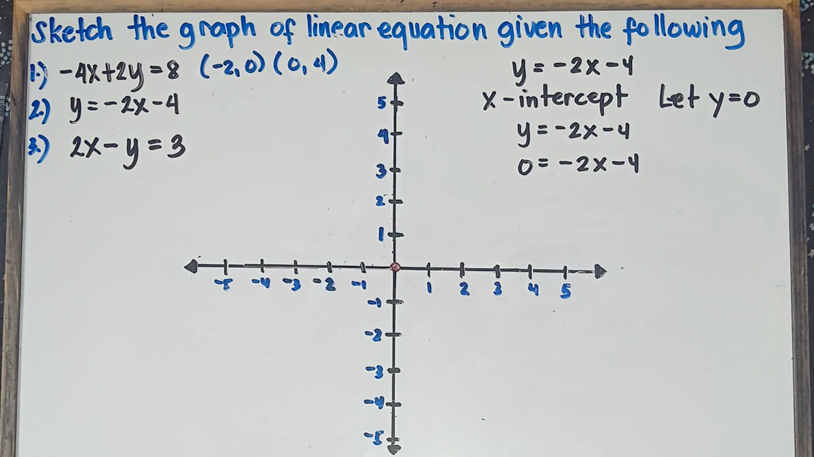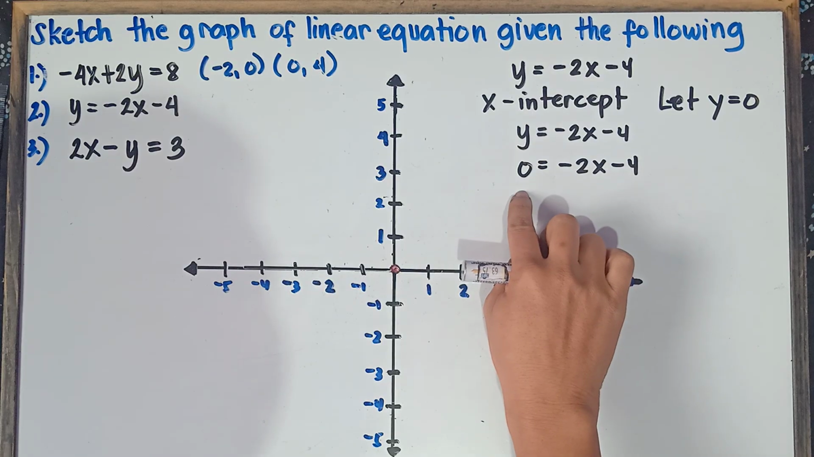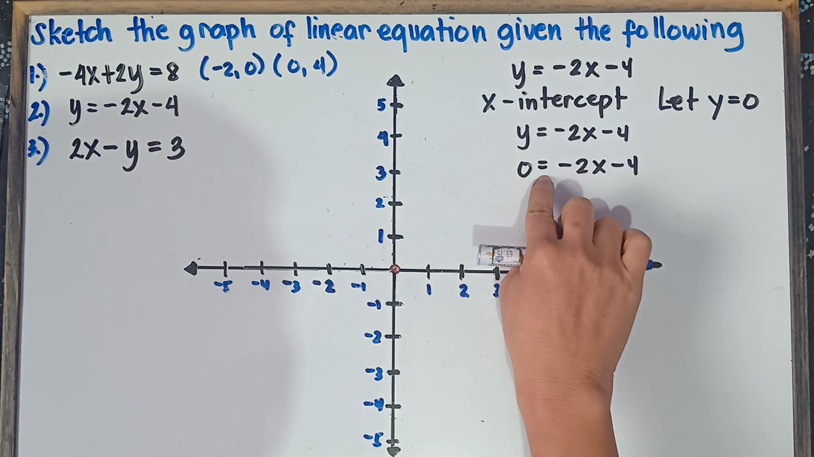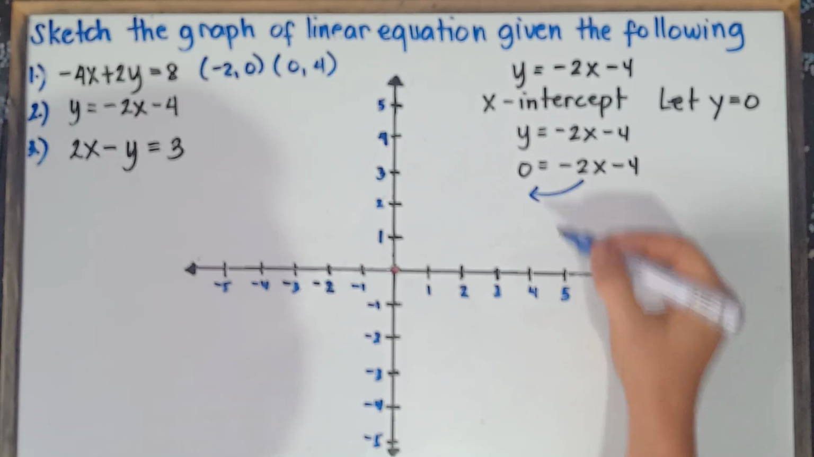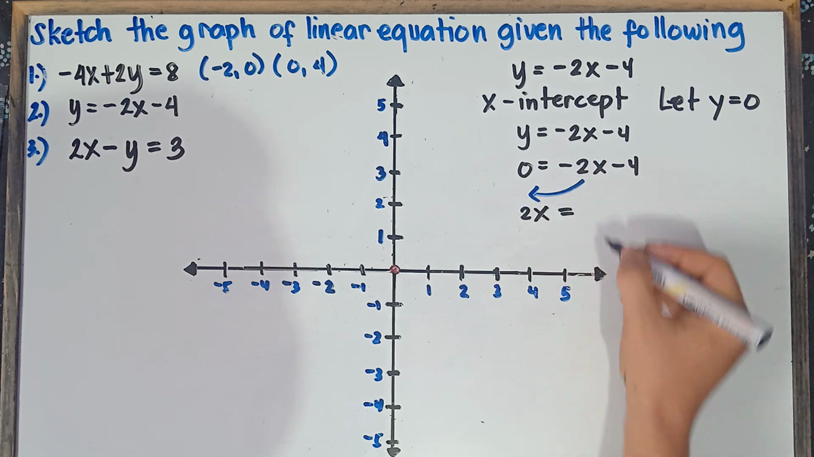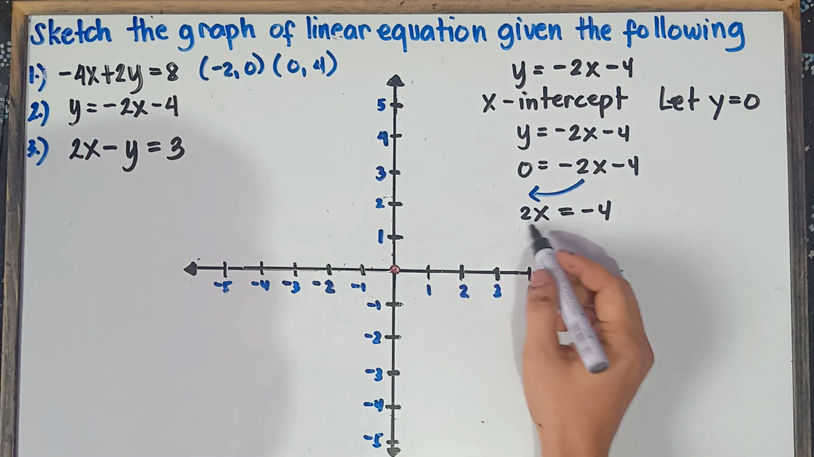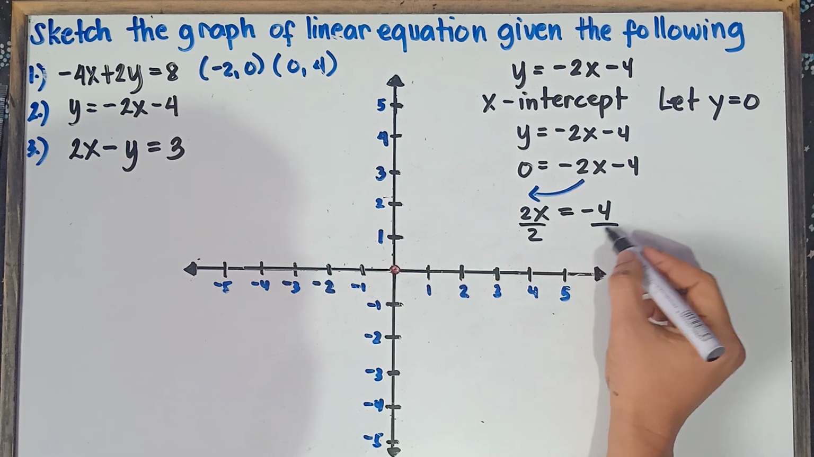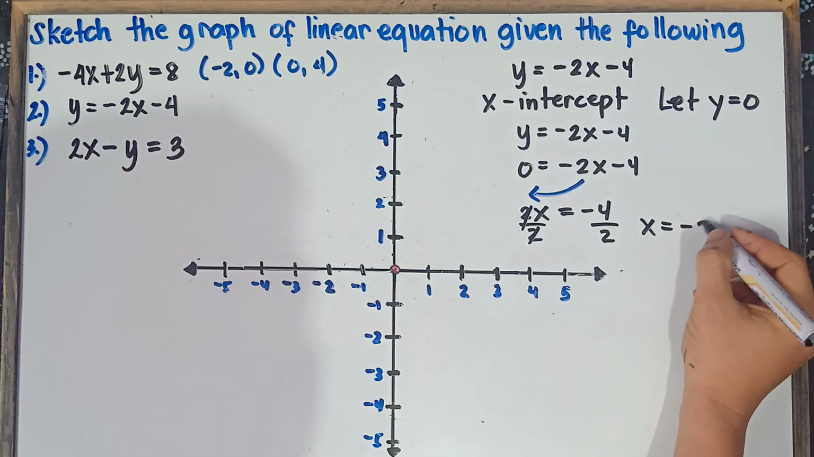Alright, so to get the value of x, class, we can transpose negative 2x from right to left. Once you transfer across the equal sign, you change the sign. This will be positive 2x. Copy the equal sign and then copy negative 4. To get the value of x, we divide both sides by 2, cancel this out, and our x is equal to negative 2.